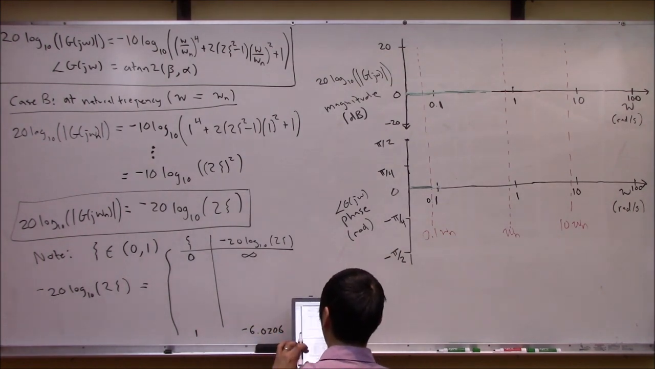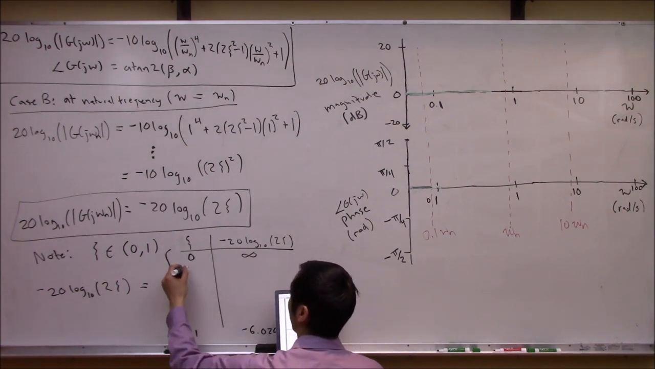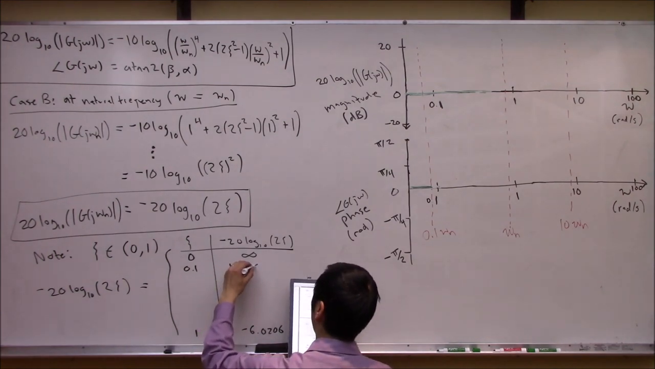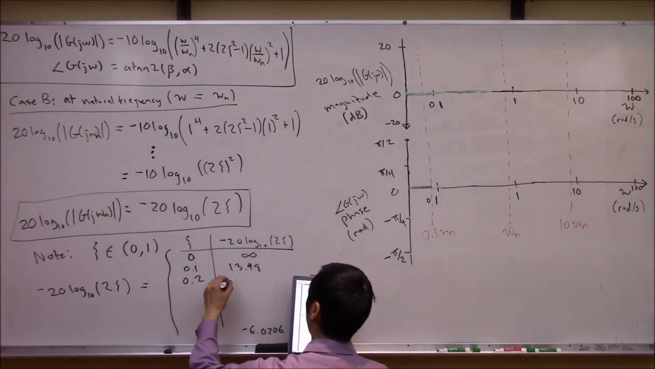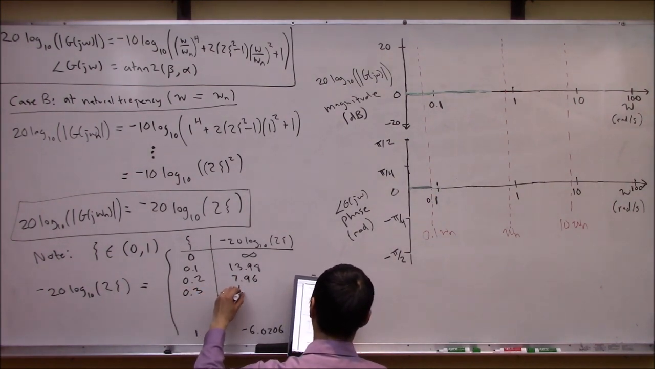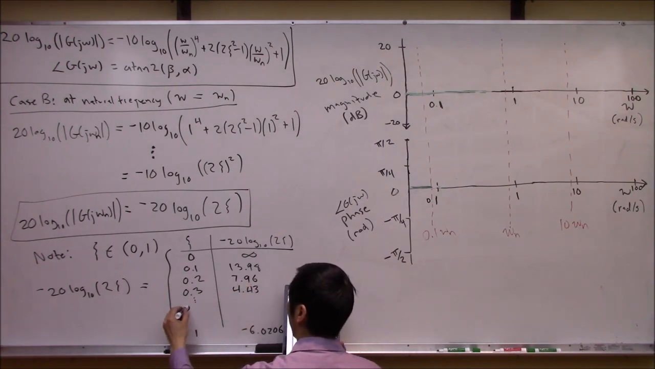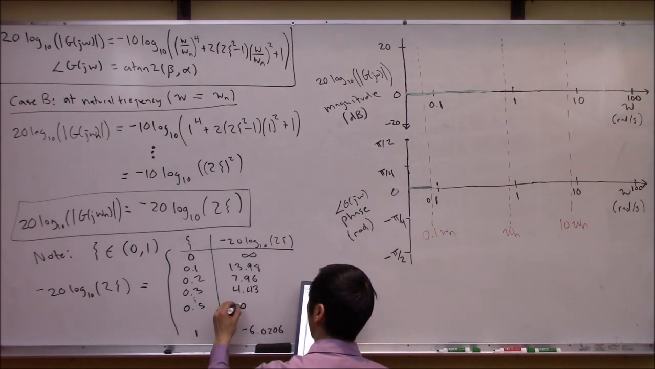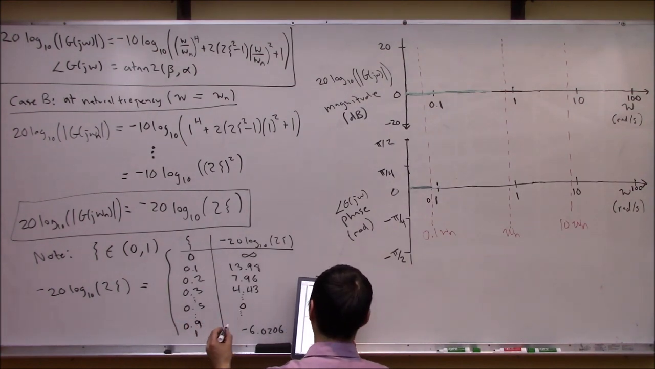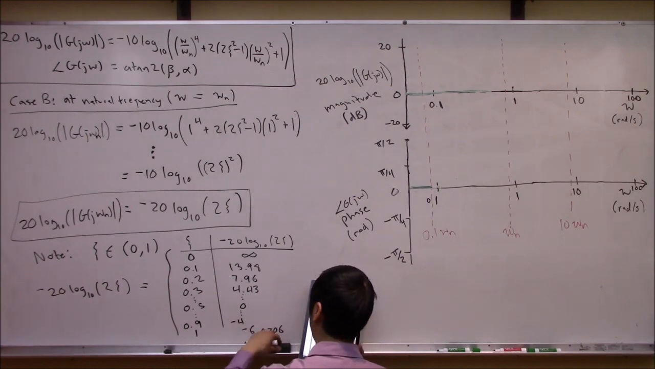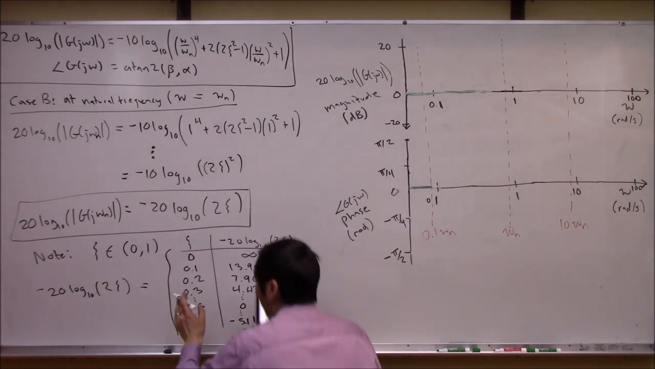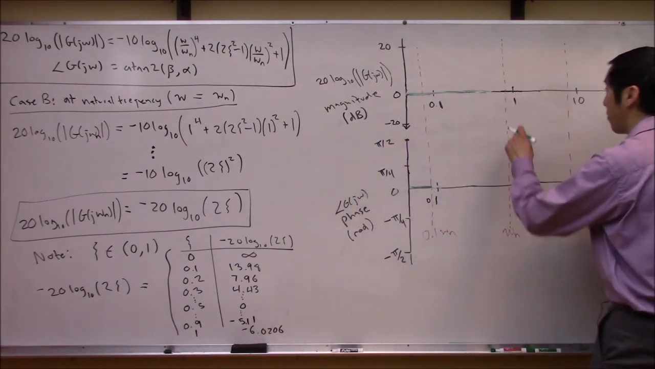Now, what's interesting is the values in between. For example, for a zeta of 0.1, you run these numbers and you'll end up with, I think, 13.98 decibels. Zeta of 0.2, you would end up with 7.96. 0.3, you'd end up with 4.43. Let's keep going, maybe halfway in between, 0.5. 0.5 is interesting, you'd actually end up with 0. Then you keep going, let's pick 0.9, and you'd end up with minus 5.11 decibels.